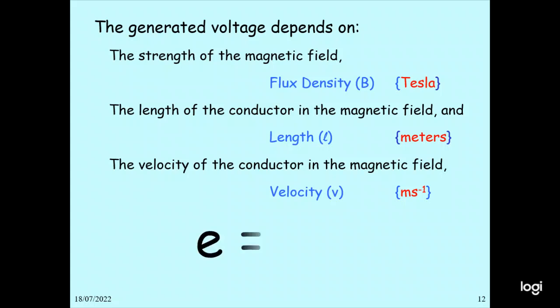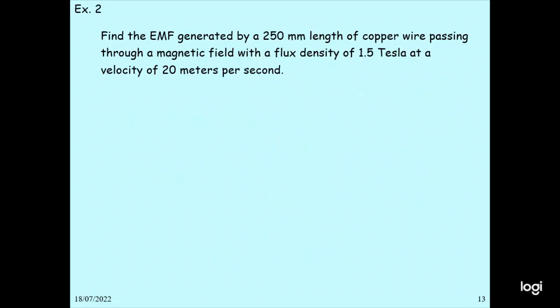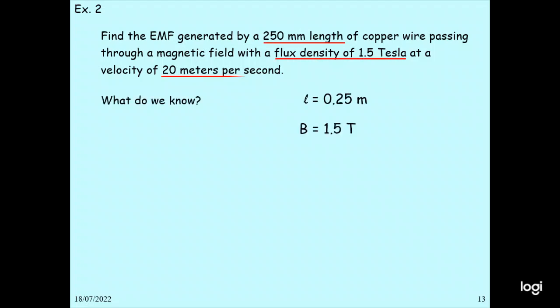Find the EMF generated by a 250 millimeter length of copper wire passing through a magnetic field with a flux density of 1.5 Tesla at a velocity of 20 meters per second. What we know: the length is 0.25 meter, flux density B is 1.5 Tesla, and the velocity V is 20 meters per second. What do we want to know? We have to calculate E equals BLV. E equals 1.5 multiplied by 0.25 multiplied by 20. So this is 7.5 volts.